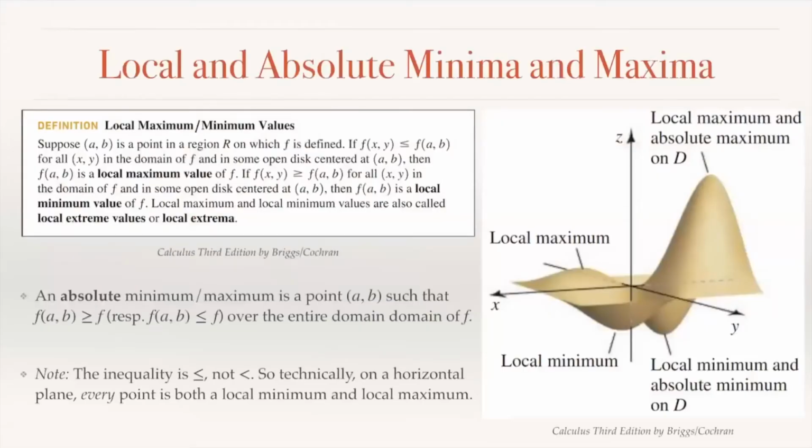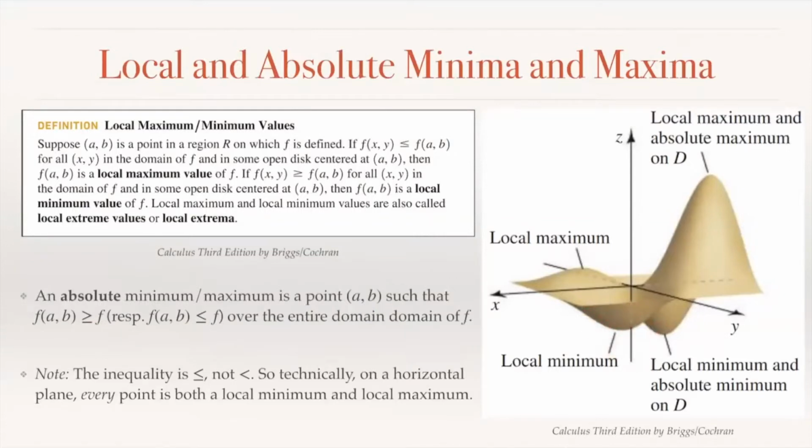Given a function that's defined on some domain, an absolute maximum is a point (a, b) such that the value of the function at that point is greater than or equal to f over the entire domain of the function. And it's an absolute minimum if it's less than or equal to the function everywhere else. And a local minimum or a local maximum is one that is less than or equal to the value of the function everywhere in some disk around that point.